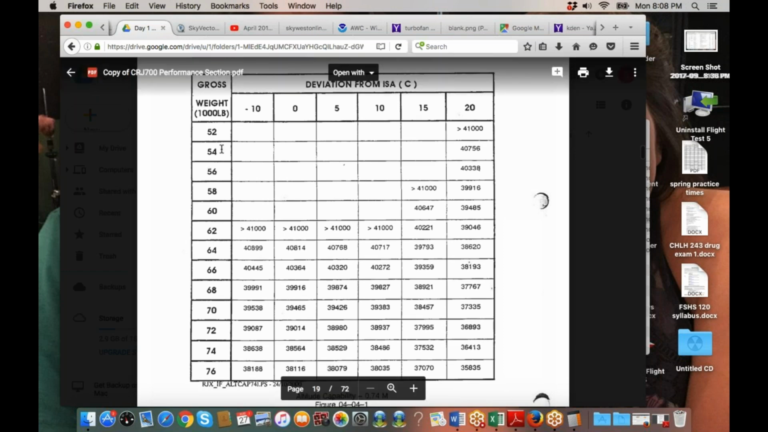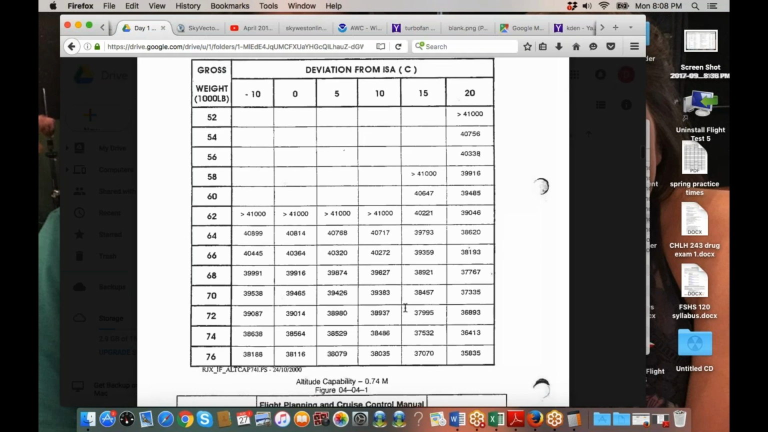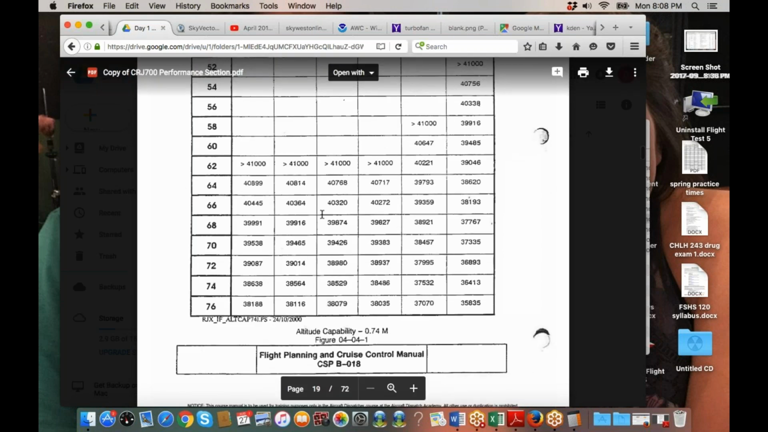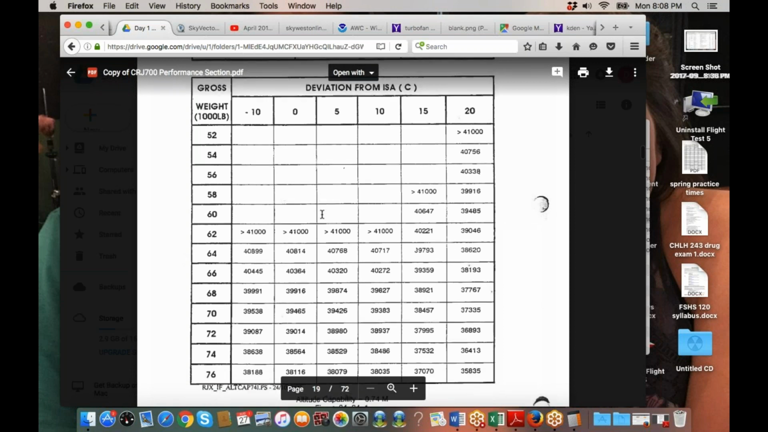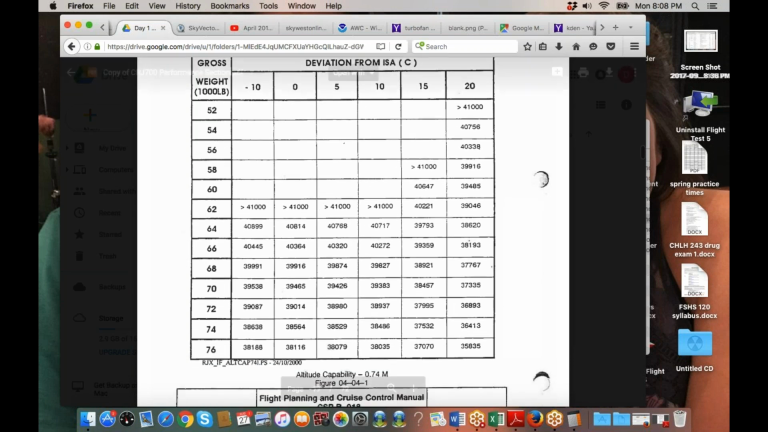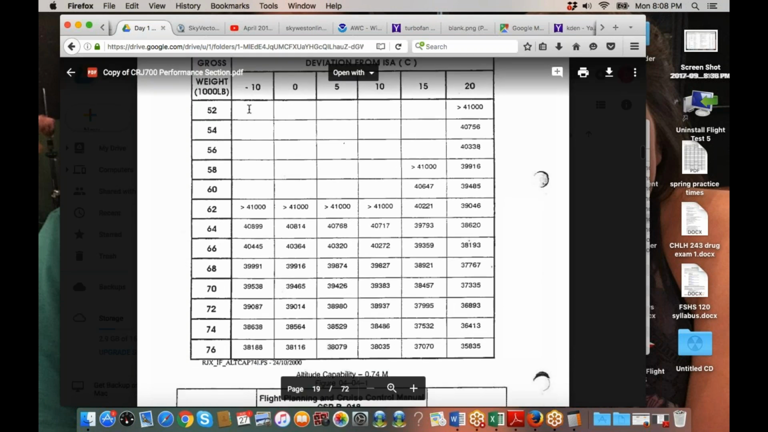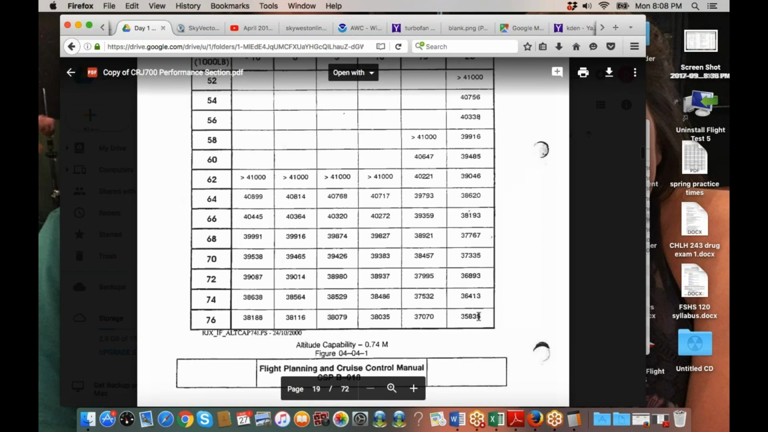So this is the weight of the plane. Remember, this is the deviation from ISA. And this is just thrust numbers. But basically it just means, you know, you can kind of see as it gets hotter, they get worse.